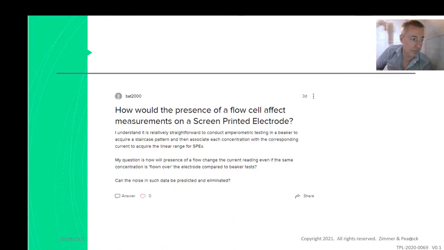I'm going to move to the next technical question now, which was: how does flow rate change the signal during biosensing?